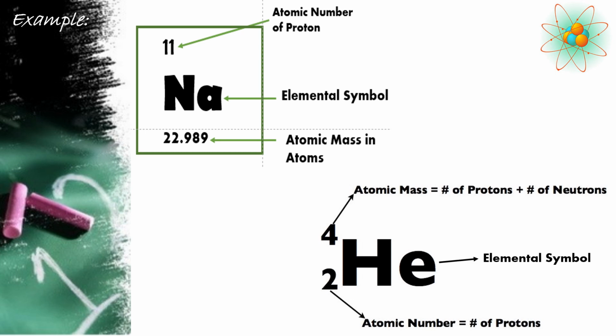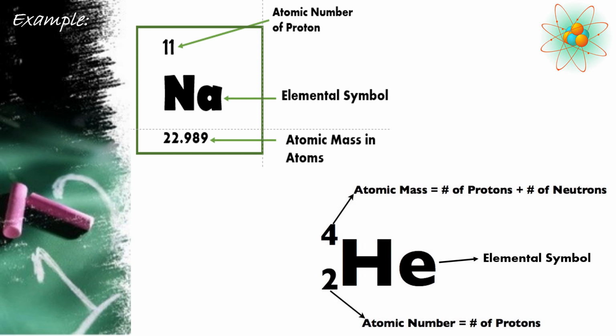Na, the symbol for the element sodium. Now, the atomic number is 11. So, try to follow the direction of the arrow. And then you have now the atomic mass, which is 22.989.